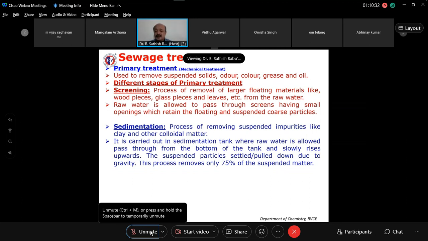So what you are doing is passing this raw water into the sedimentation tank, wherein the raw water is allowed to pass through from the bottom of the tank and slowly rises upwards. So water is rising upwards from the bottom. In this process, what happens? Because of gravity, the suspended particles are pulled down, right? So they will sink to the bottom. This process removes only 70%, 75% of the suspended particles. Still some lighter particles will be there, and you have to remove them.